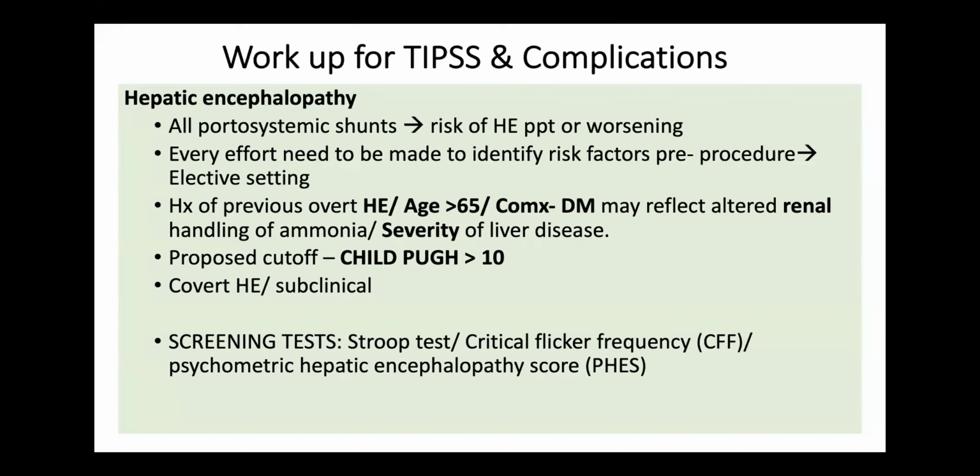There are some criteria that help decide if a patient is at risk, including a history of previous overt or even covert hepatic encephalopathy. A patient over the age of 65 is at high risk, but these aren't solid or absolute contraindications. We also look at diabetes, which may reflect altered renal handling of ammonia. We don't particularly exclude for it, but it's something to think about, in terms of renal excretion of ammonia. And then the severity of your liver disease: the cutoff for Child-Pugh score is more than 10.